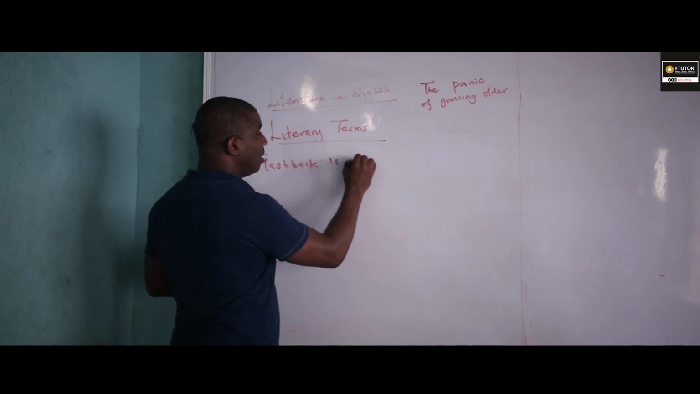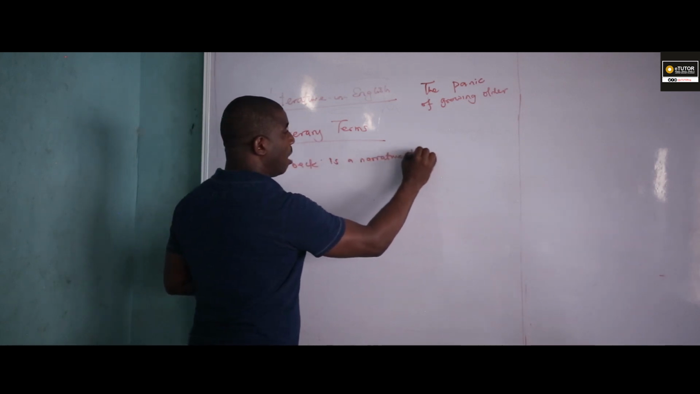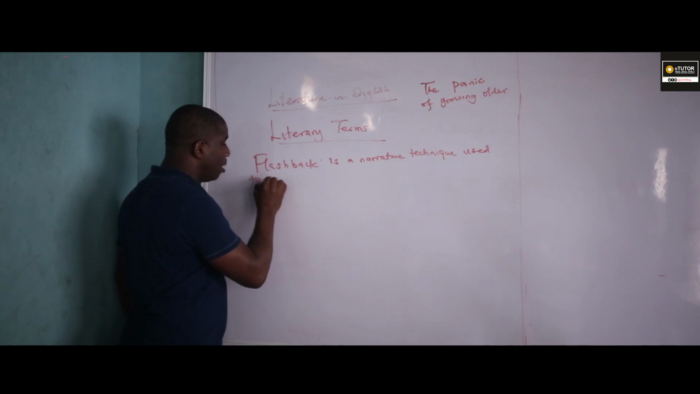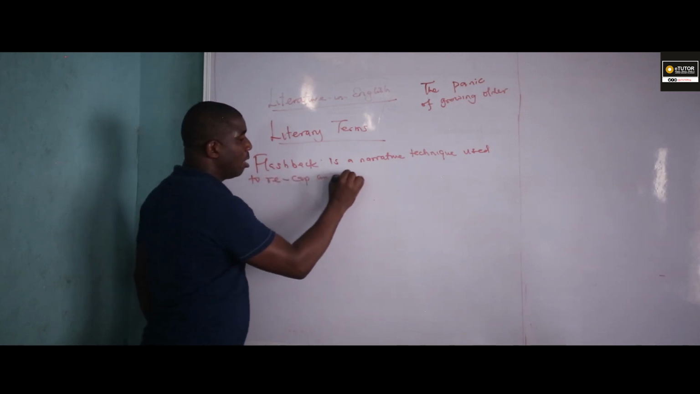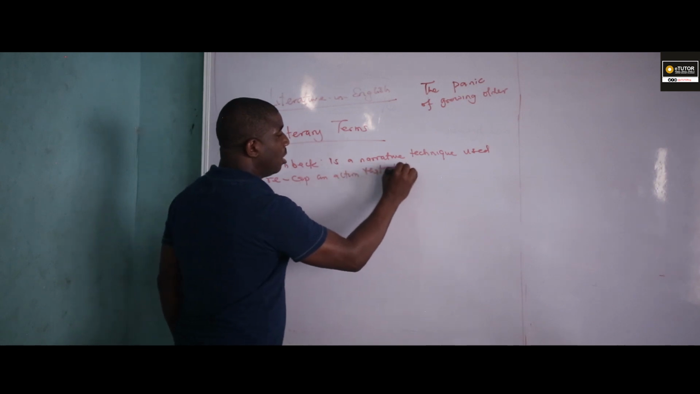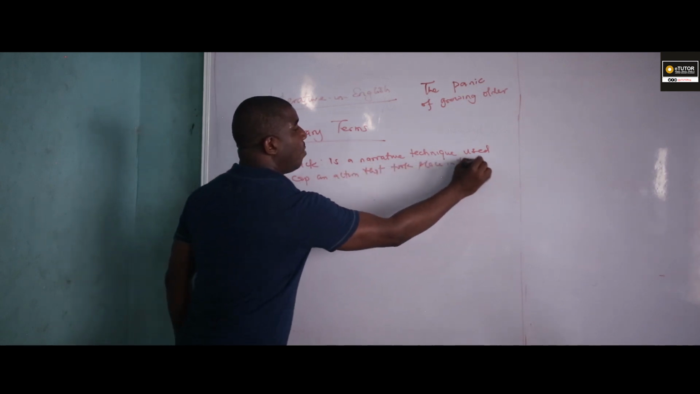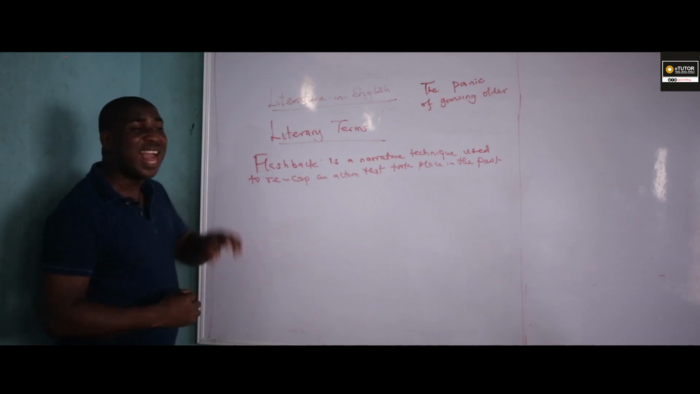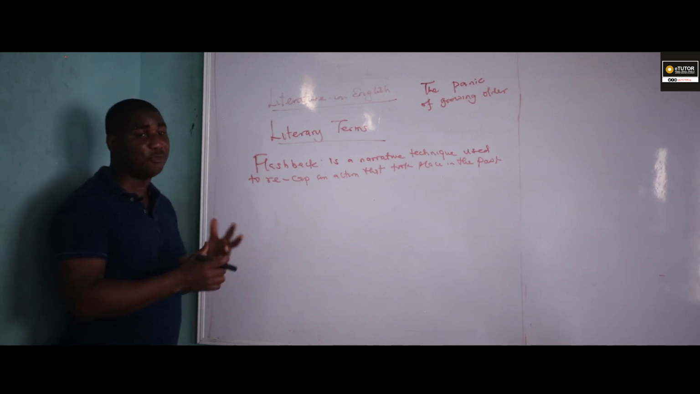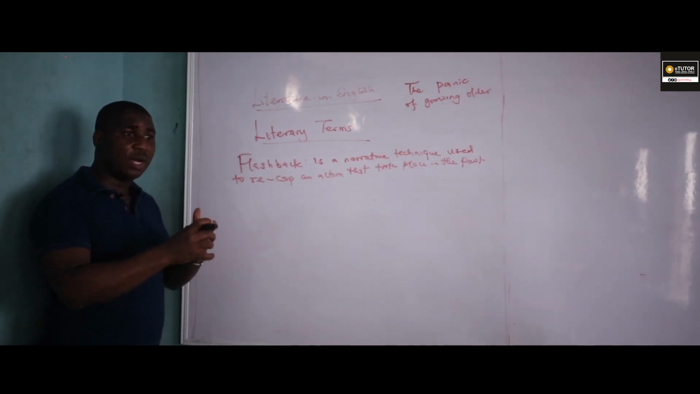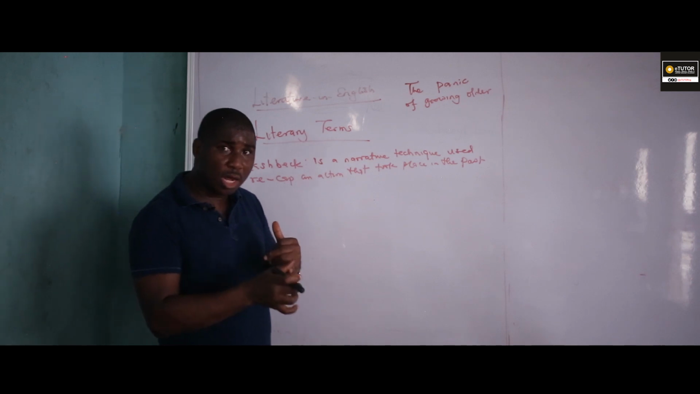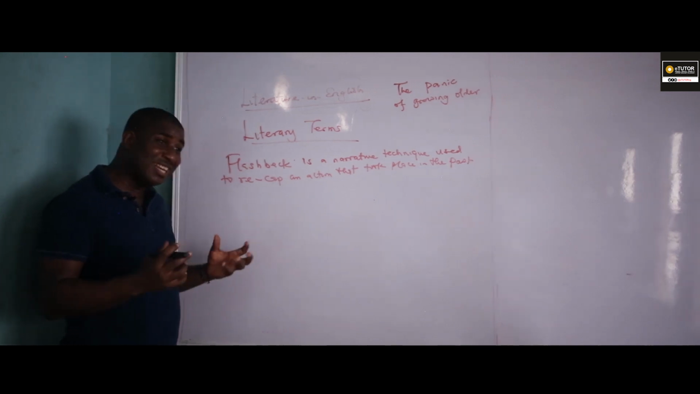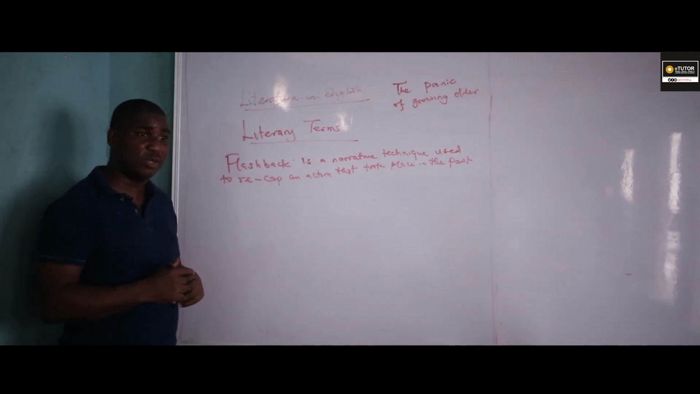Flashback is a narrative technique used to recap an action that took place in the past. Do I seem to be communicating? Yes, sir. Okay. So flashback is one of the elements of drama. Of course, we have many elements of drama. We have prologue, we have epilogue, we have dramatic monologue, we have soliloquy, and so on. So today, I think I've been able to expose you to some basic literary terms. So in our next class, we continue from there. Have a nice day.